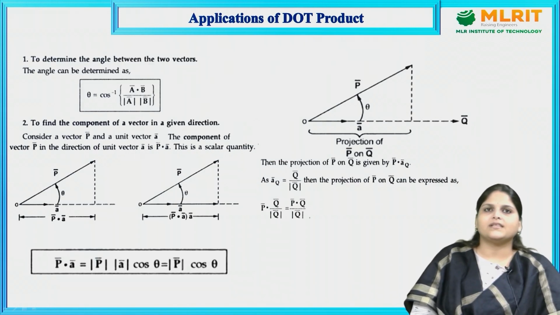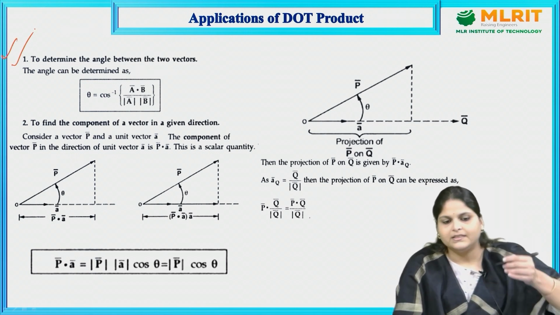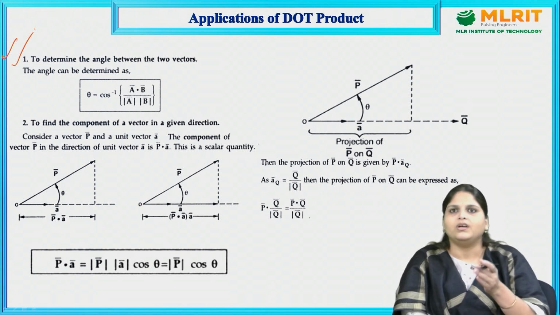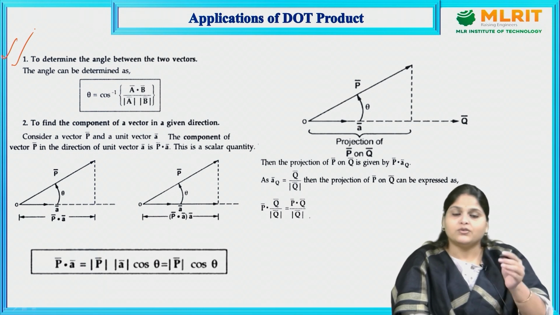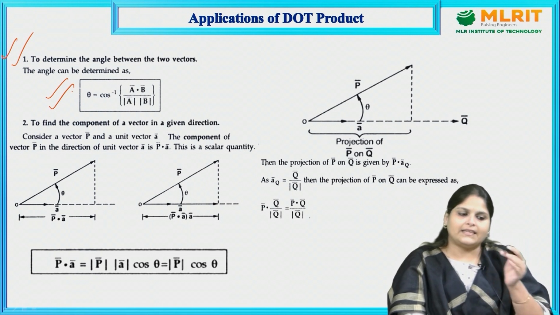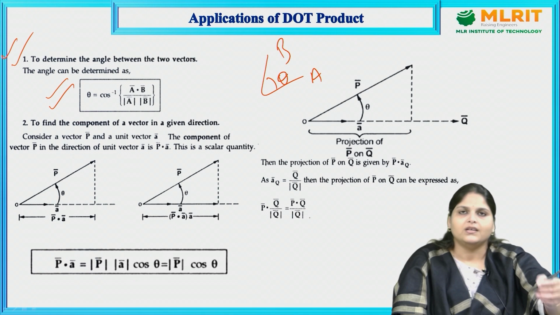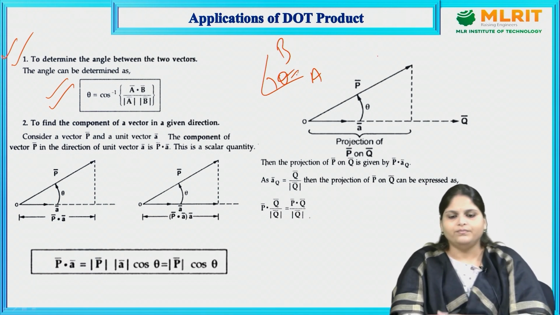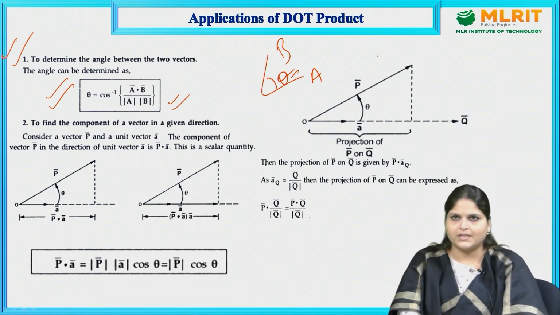Let us now discuss the applications of dot product. The first one is that we can determine the angle between two vectors. We have already seen a dot b is equal to mod of a, mod of b, cosine of the angle between a and b. So by using that particular formula, we can find out the exact angle. For example, here this is a, this is b. So what is the value of this angle? This can be found, right? So this is the first application.